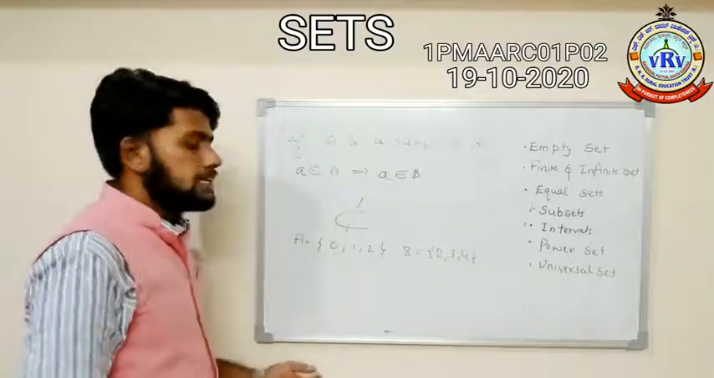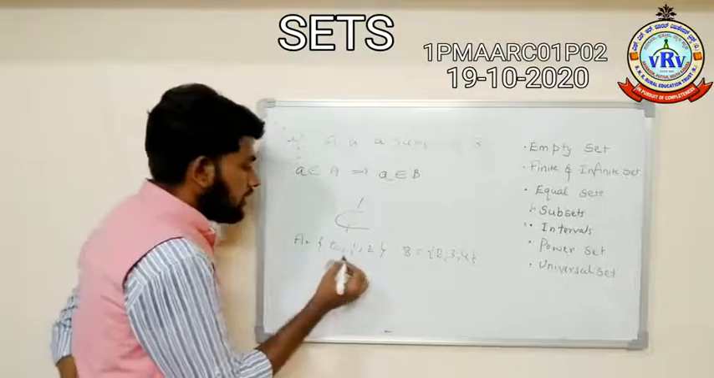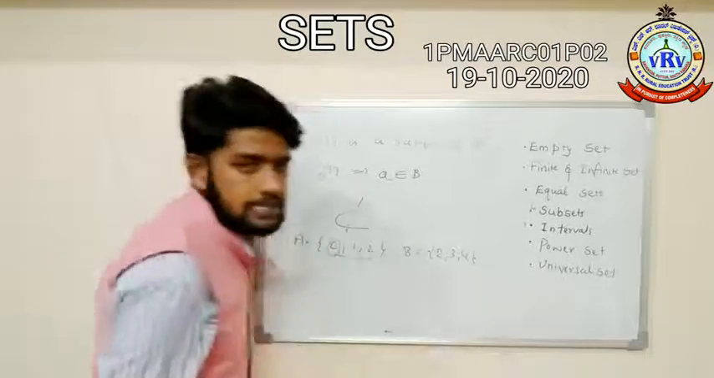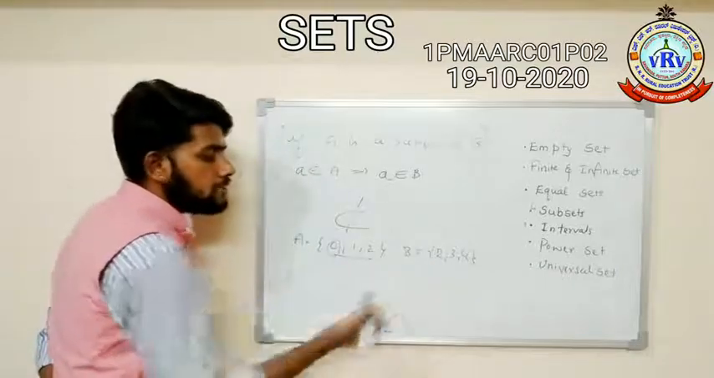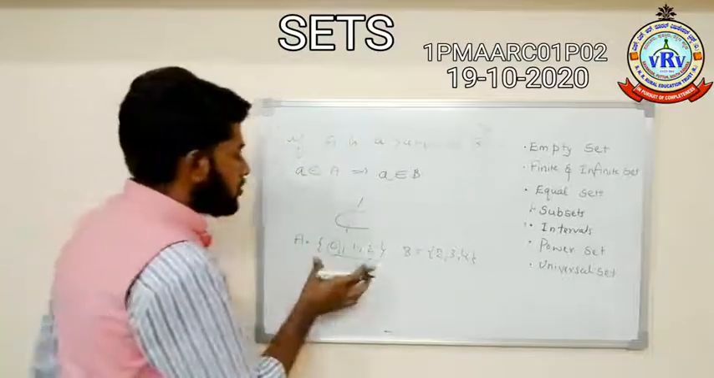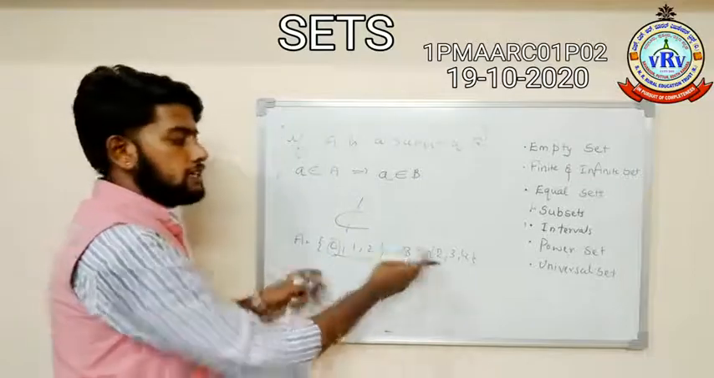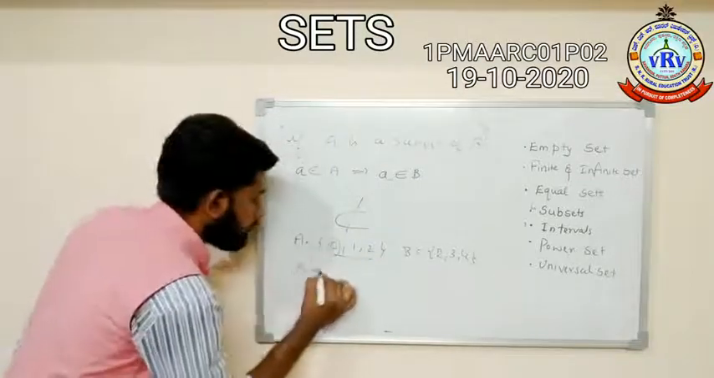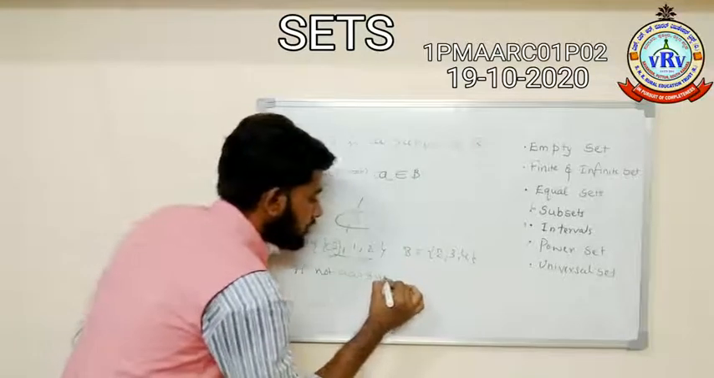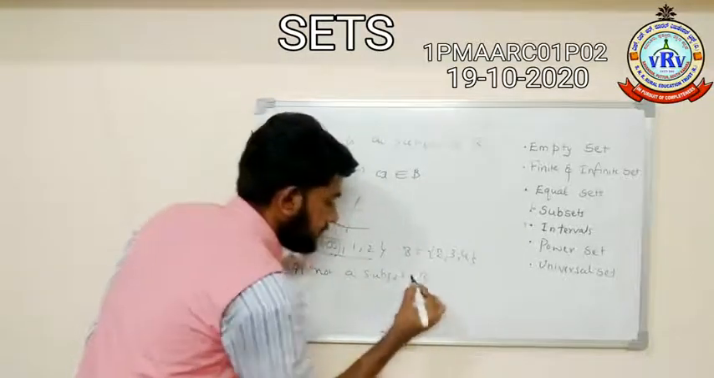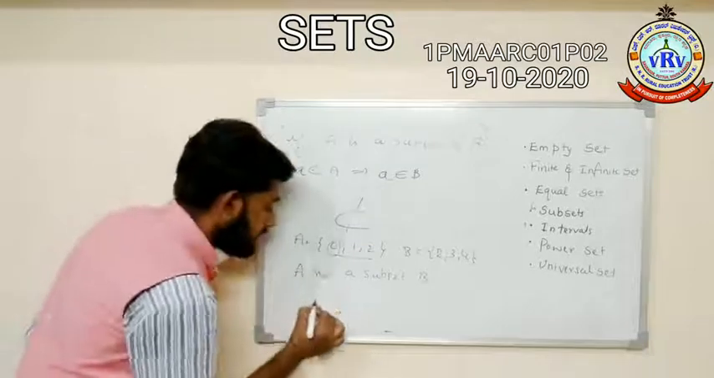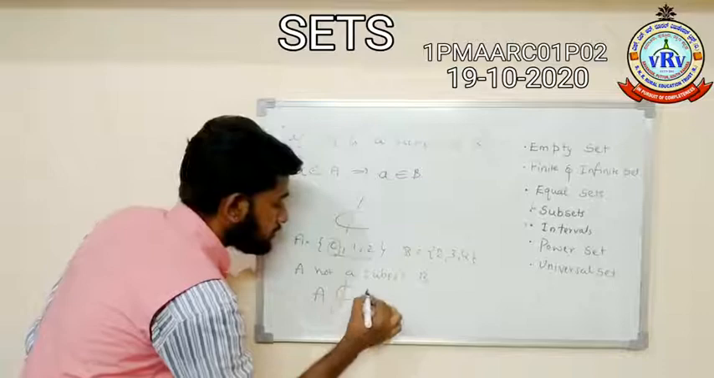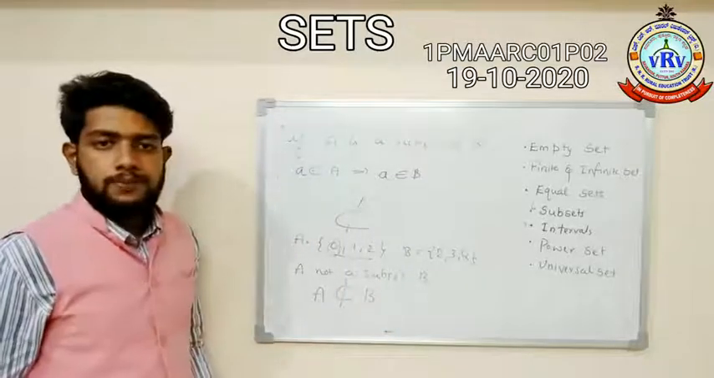Okay, clearly A contains an element which is not in the set B, right? It is 0, and 0 is not in B. So not all the elements in the set A are in the set B. So A is not a subset of set B. I can write this symbolically as A is not a subset of the set B.